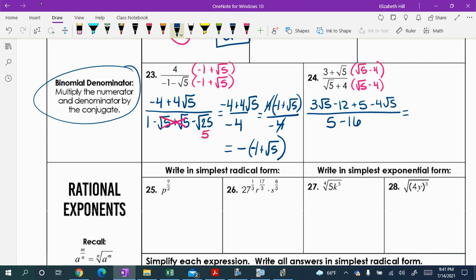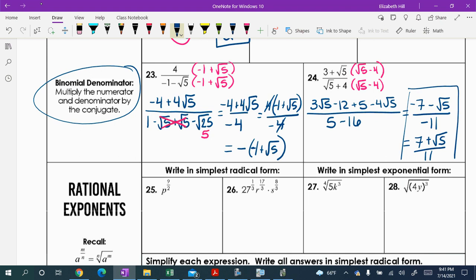All right, so we are left now with up on top, negative 12 and 5, so that's negative 7 minus a square root of 5 all over 5 minus 16. So that's going to give us negative 11. And if you wanted to, in this case, since everything's negative, I'm not super picky, but you could divide everything by negative 1 and get 7 plus the square root of 5 over 11. It's either one. All right. So there we are.